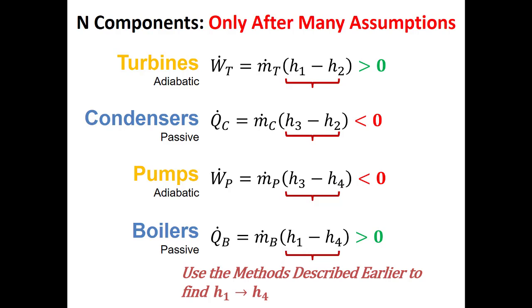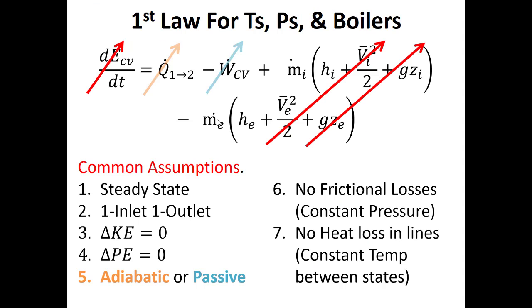A real turbine transfers heat into the atmosphere at a rate of 45 kilowatts. The temperature of the turbine is 700 degrees Celsius, and the temperature of the atmosphere is 20 degrees Celsius. What is the rate that the entropy enters the control volume by heat transfer? Okay, so this is a good one, right?